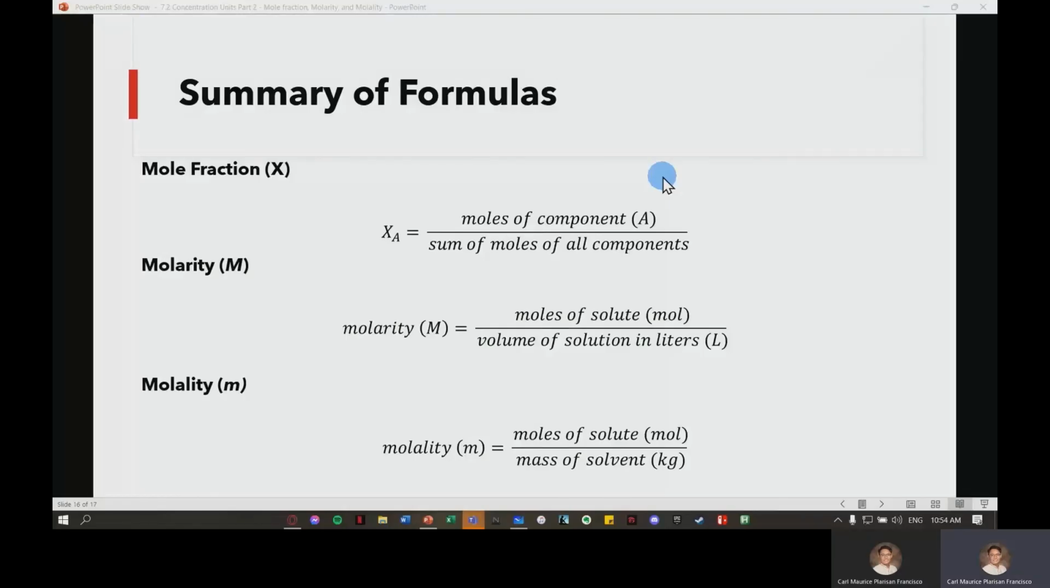The following is the summary of the formulas. You have here mole fraction, molarity, being moles of solute all over liters of solution, and molality, being moles of solute all over kilogram of solvent. So these are your formulas for mole fraction, molarity, and molality.